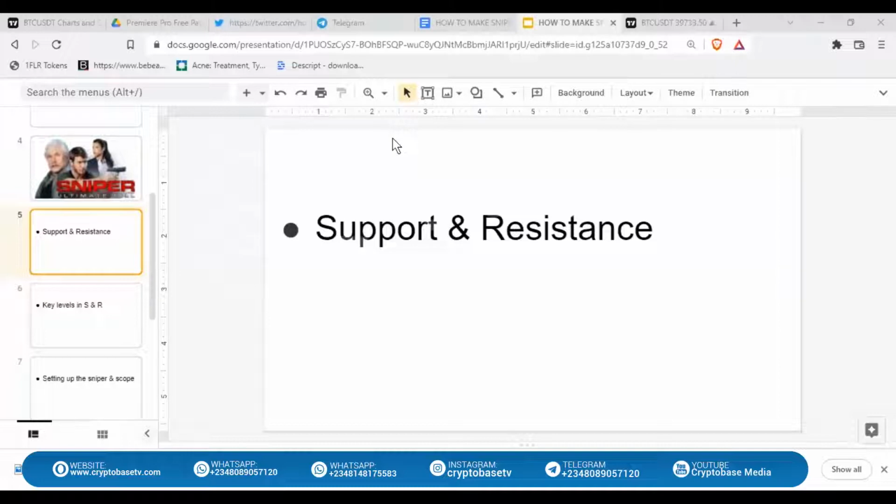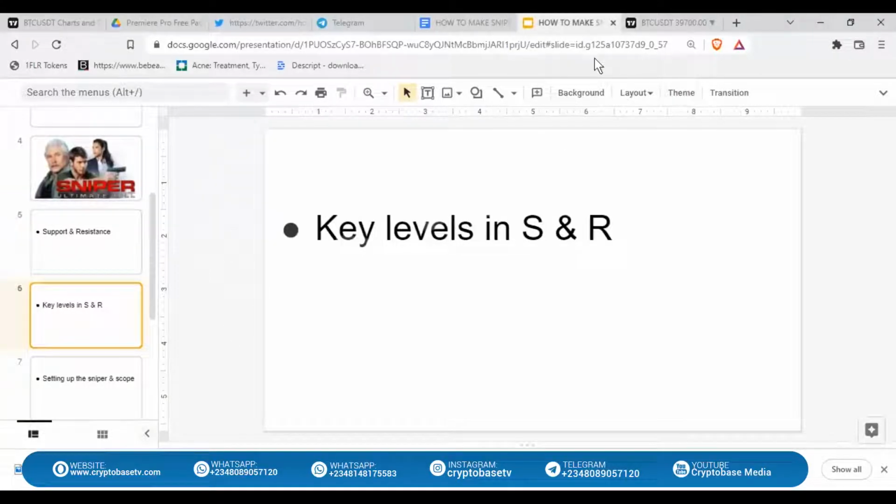Great. So I was talking about support and resistance. That's the basis of technical analysis. Anyone who is teaching technical analysis and is not covering support and resistance is not doing it right, because support and resistance is a very, very important topic in technical analysis, guys. Okay, let me talk about the key levels in support and resistance also. And then this way I'm going to go to my BTC charts right here.